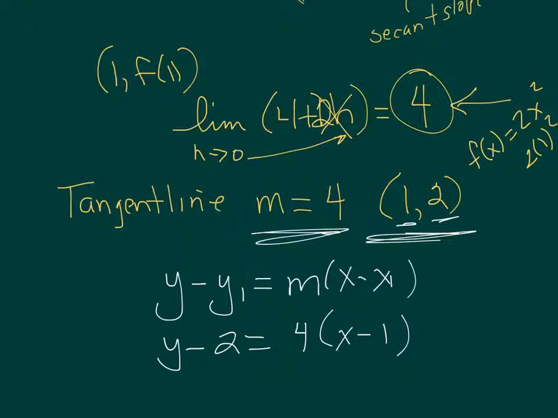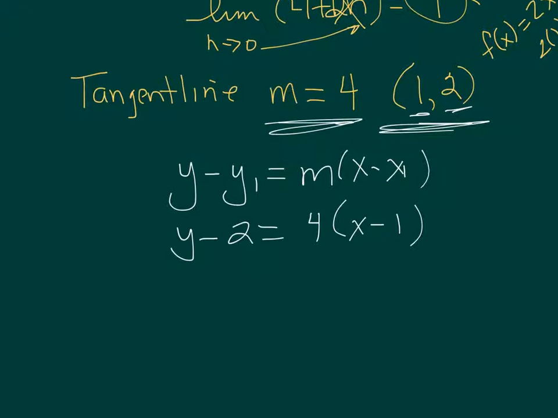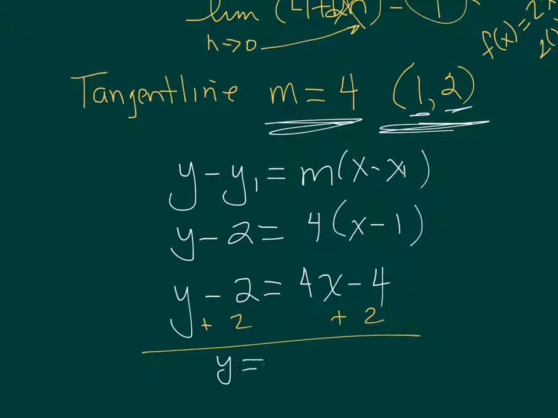And then it's back to algebra land. So y minus 2 equals 4x minus 4. I add 2 to both sides, and I get y equals 4x minus 2, and that becomes my equation of my tangent line at the point x equals 1.